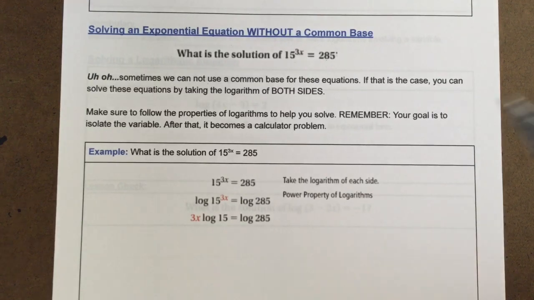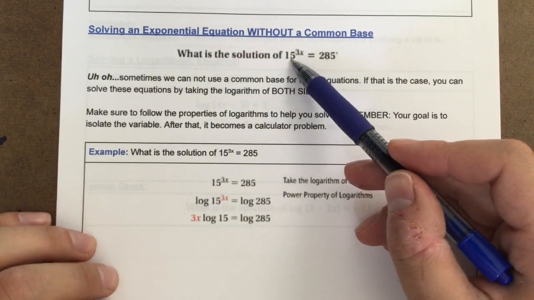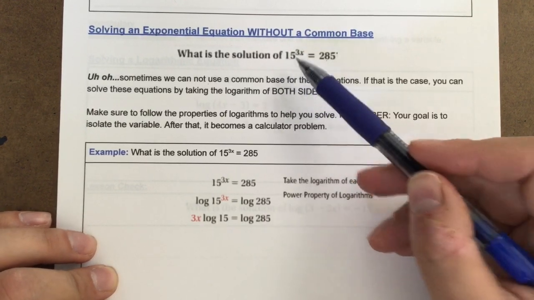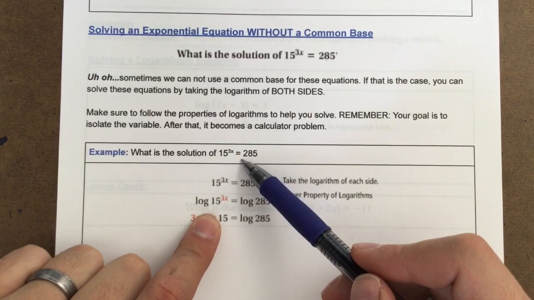15 squared, 15 cubed, right? We can't get to 285. And this is not a perfect square either. So we're going to have to use logarithms to solve this exponential.